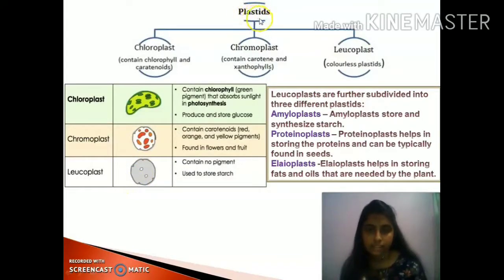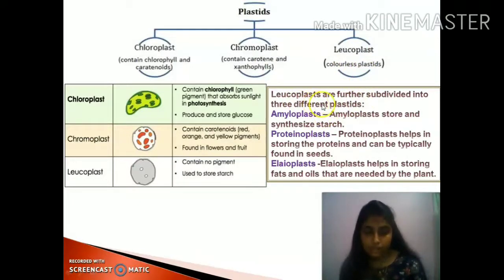So you can see that the plastids are generally divided into three types. Already we have studied chloroplast, chromoplast and leucoplast. Chloroplasts are the type of plastids which contain a green pigment termed as chlorophyll and some carotenoids. Chromoplasts are those plastids which contain the yellow, orange or red pigments termed as carotenoids or xanthophylls. Clear? And the leucoplasts are those plastids which lack any type of pigment, that is, they are colorless plastids. Clear?